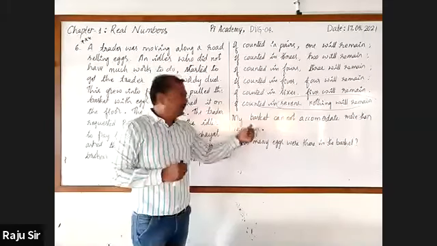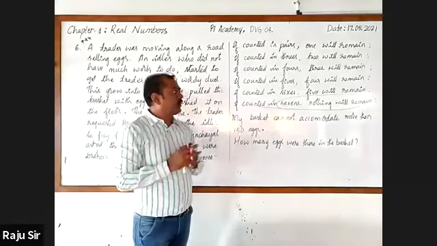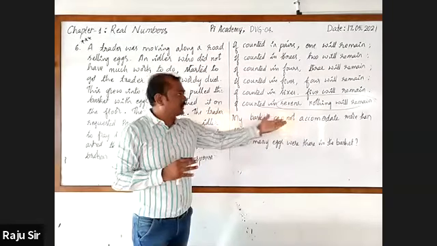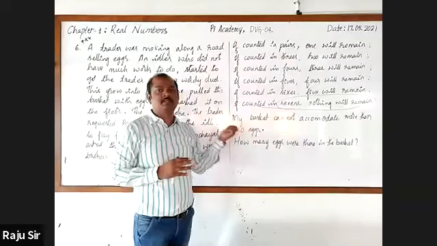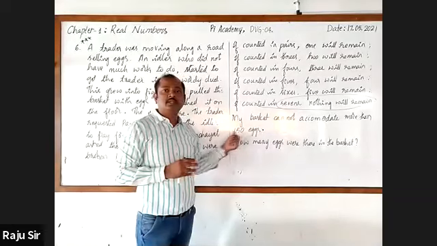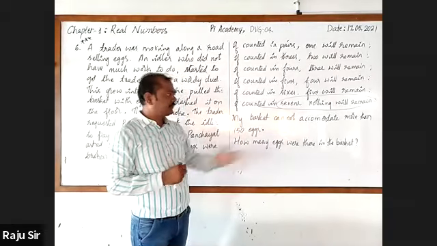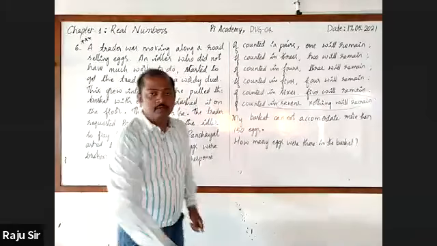And one more condition is that the trader's basket cannot accommodate more than 150 eggs. The maximum number of eggs that can be placed in his basket is 150. Then how many eggs were there? Let's go for finding them.